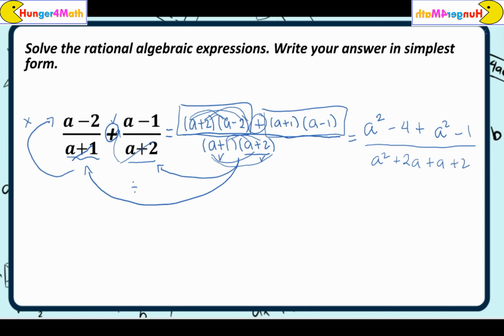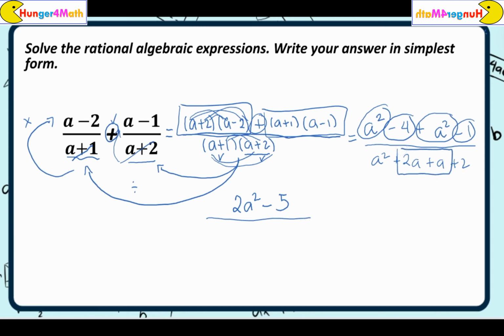Now, let's simplify. Here we have a squared plus a squared. That will be 2a squared. Then minus 4 minus 1 is minus 5, all over. Now these two in the middle, we can combine that. That will be a squared, and 2a plus a is plus 3a, then plus 2. So here's our answer.